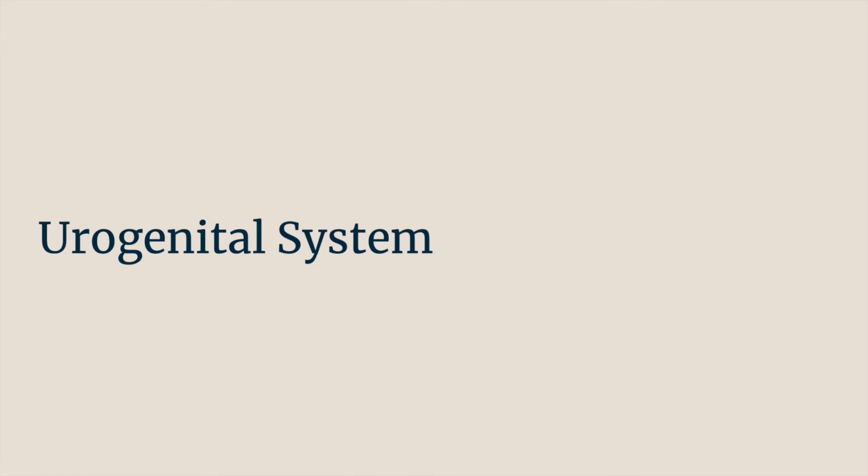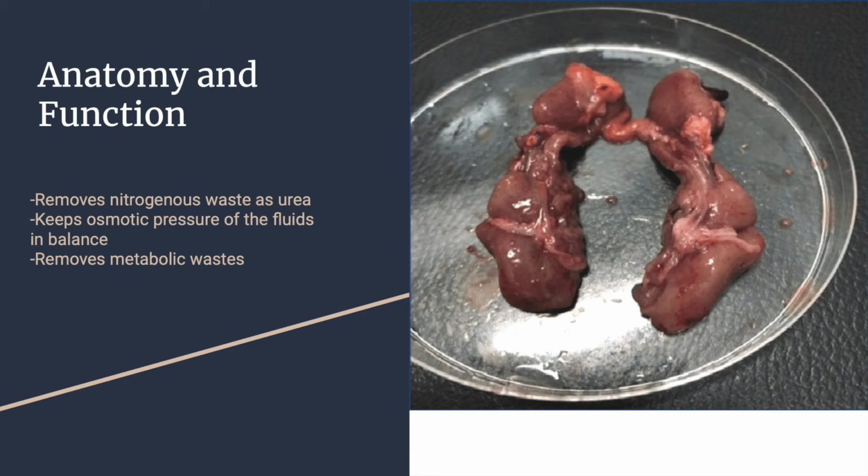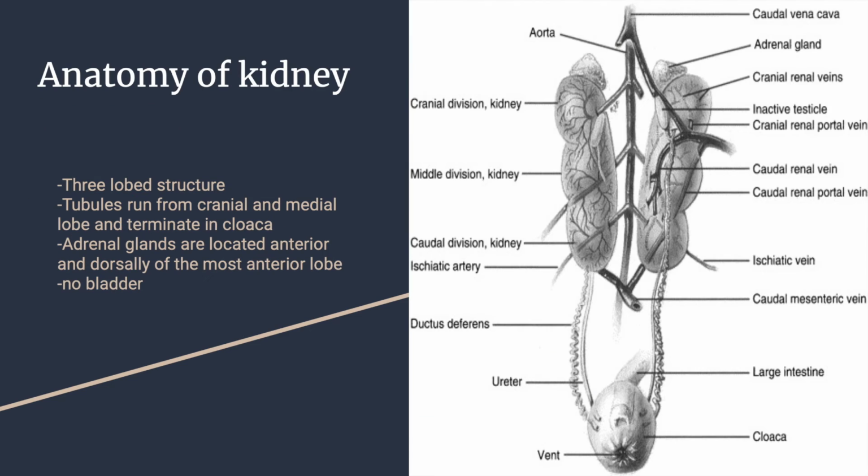Onto the urogenital system, we can see that the kidneys actually attach to the reproductive tract, and the ureter terminates into the cloaca. The kidneys help to remove nitrogenous waste in the form of urea, and they also help to keep the osmotic pressure of the fluids in balance. As well as that, they also remove a majority of the metabolic wastes.